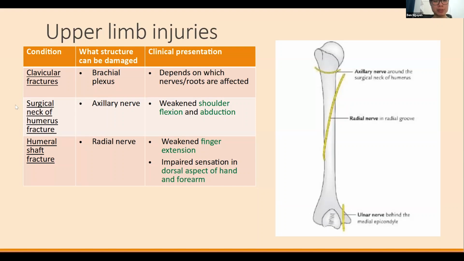So someone presents with a surgical neck of humerus fracture, or a query surgical neck of humerus fracture, and they have weakened flexion and adduction of the shoulder, you might be thinking that the nerve is damaged.